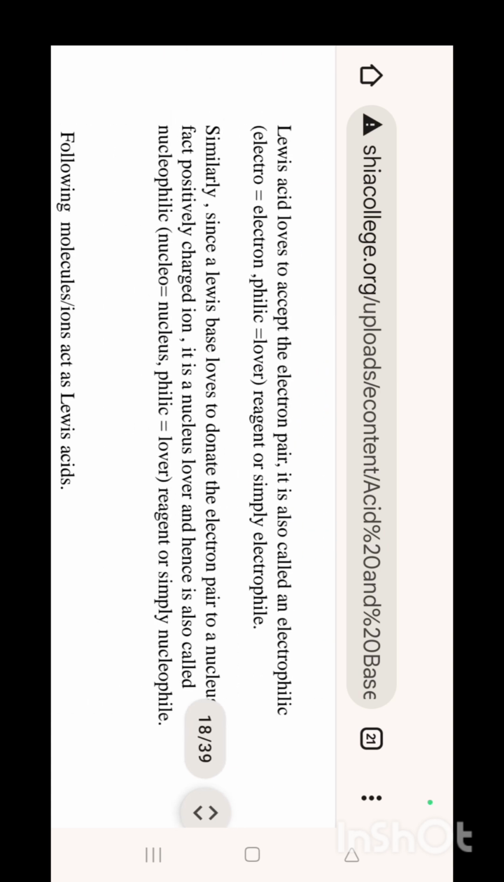A Lewis acid loves to accept the electron pair. It is also called an electrophilic reagent, electron lover, or simply electrophile. Similarly, since a Lewis base loves to donate the electron pair to a nucleus, in fact positively charged ions, it is a nucleus lover and hence it is called a nucleophilic reagent, or simply nucleophile.